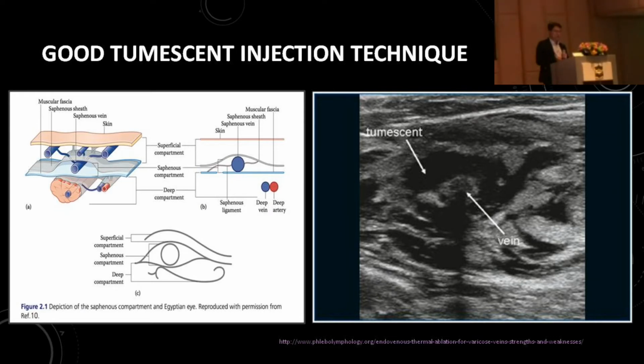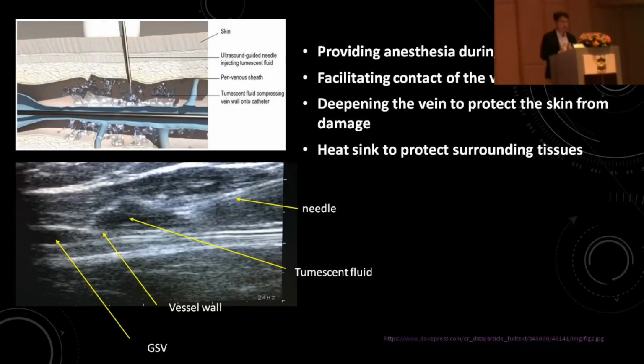As we all know the anatomy of the Egyptian eye, we have to inject the tumescent fluid into the saphenous compartment. You can see the picture. We can see a concentric circle in the transverse view by the echo here.